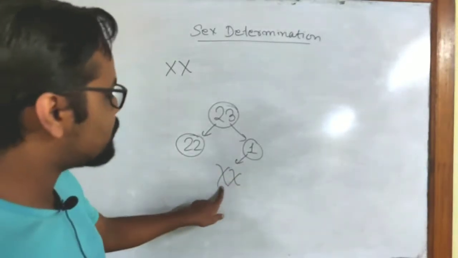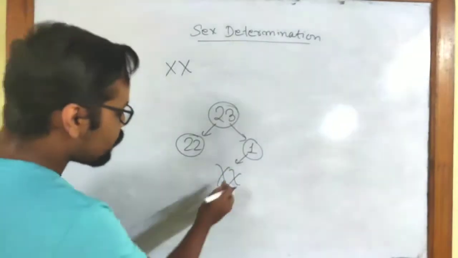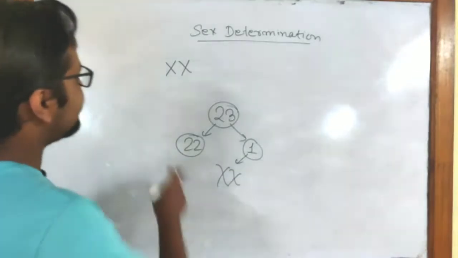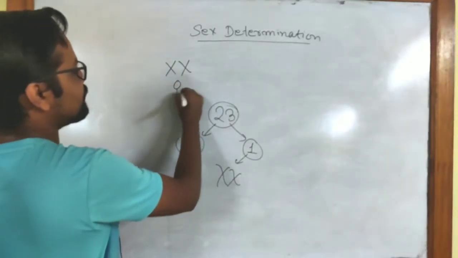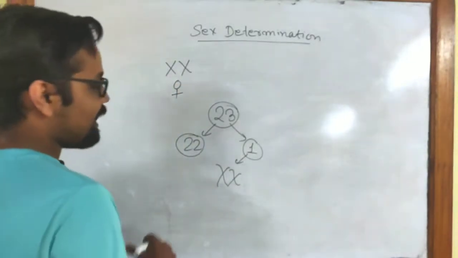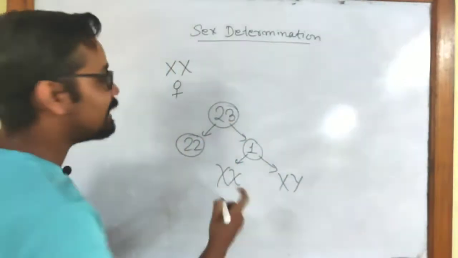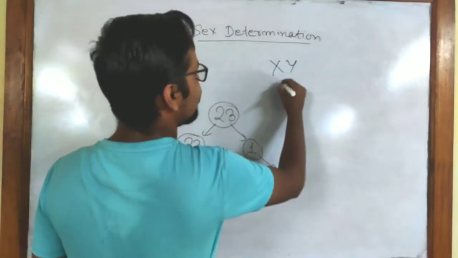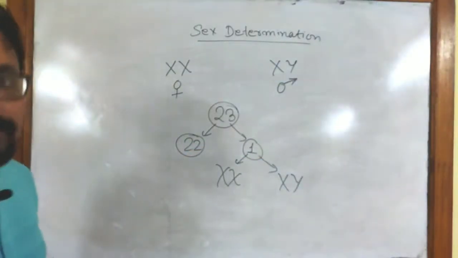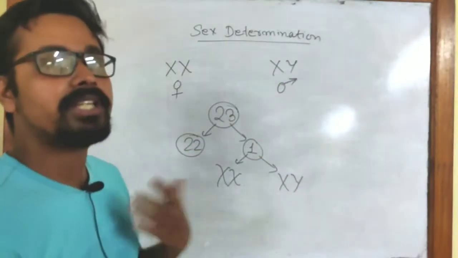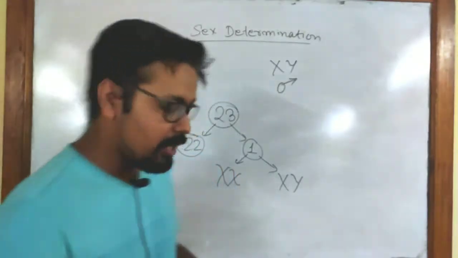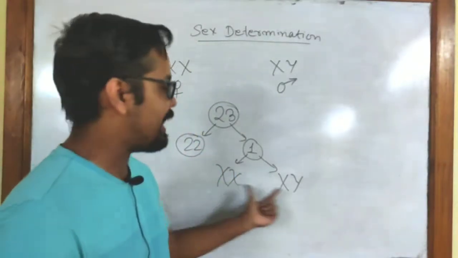So the chromosome shape is like this, in the form of X. If you have two X chromosomes, then the person is going to be a female. This is the symbol of female. Okay. If this pair is of the form XY, then it is a male. So if it is XY, it is a male. That is how we determine whether an organism is going to be male or female. So XX means female and XY means male.